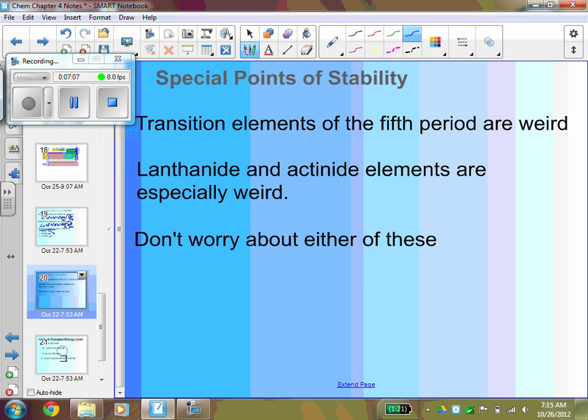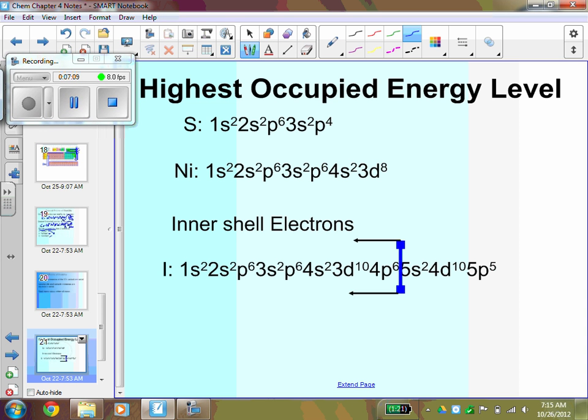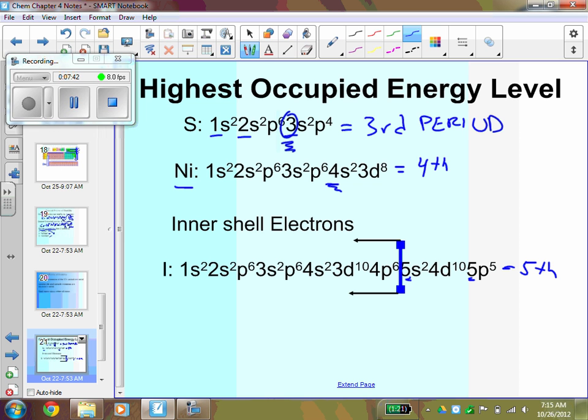All right, the second to last thing you need to worry about is something called the highest occupied energy level. The highest occupied energy level is basically, of the energy levels listed in the configuration, you have to talk about the highest one. Now, this is the third, and believe it or not, this is on the third period. The highest occupied energy level for nickel is 4. This is on the fourth period. The highest occupied energy level for iodine is 5. It appears in 2 places. It's on the 5th period. So the highest occupied energy level shows us what period these things are on.